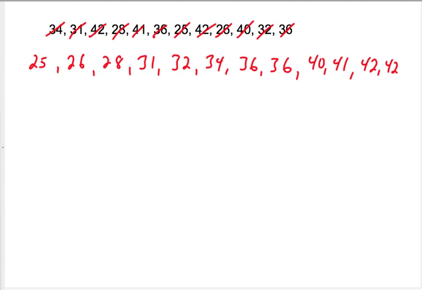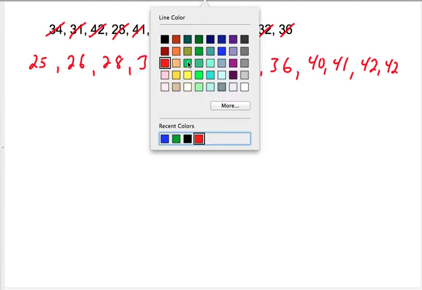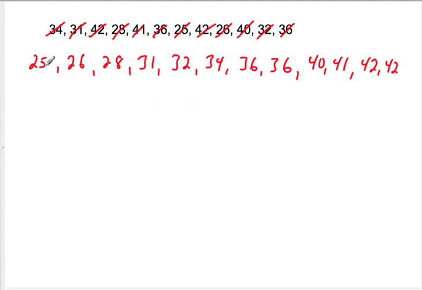Okay, first thing I need to do is find the median. So let's do that. We'll do that in green, I guess. So not 25 or 42, 28, 41, 40, 30, 30. Okay, so now since there's an even number of data, the median is the average of these two. So the median is going to be 35.